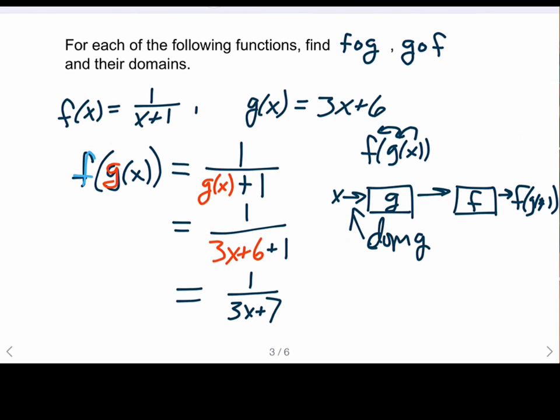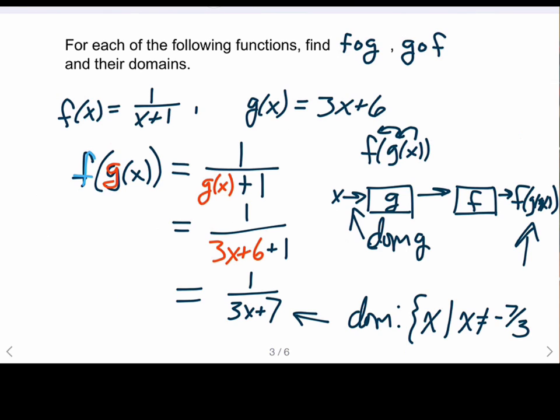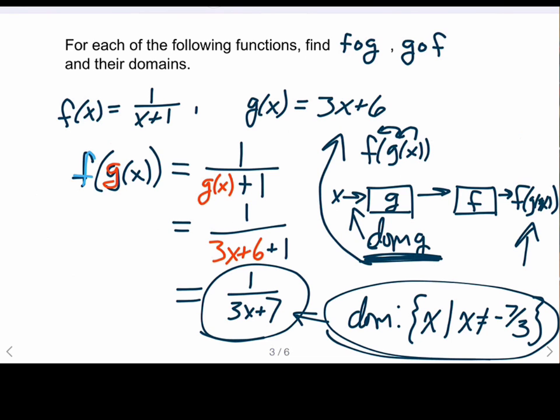I then need to look at the domain of the output, f of g of x. In this case, since the answer is 1 over 3x plus 7, the domain is going to be the set of x such that x does not equal negative 7/3. That's for the output function, right, our result. When we look at what the domain of g was, since it was linear, 3x plus 6, we don't have any additional restrictions, and so that's going to be the answer to the domain.